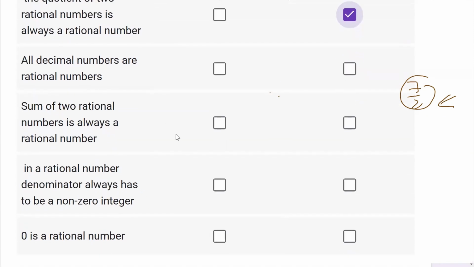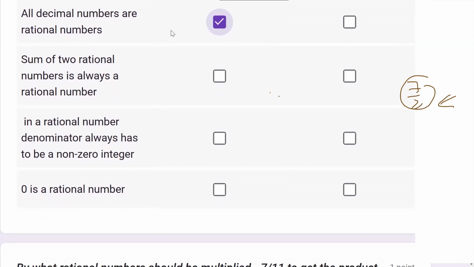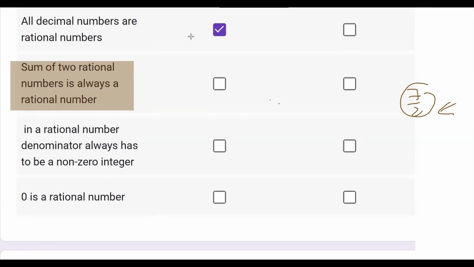Next, all decimals are rational numbers. Yes, as I said, decimals, fractions, integers, they are all types of rational numbers. The next one, the sum of two rational numbers is always a rational number. Yes, when you add any two rational numbers, we always get a rational number.